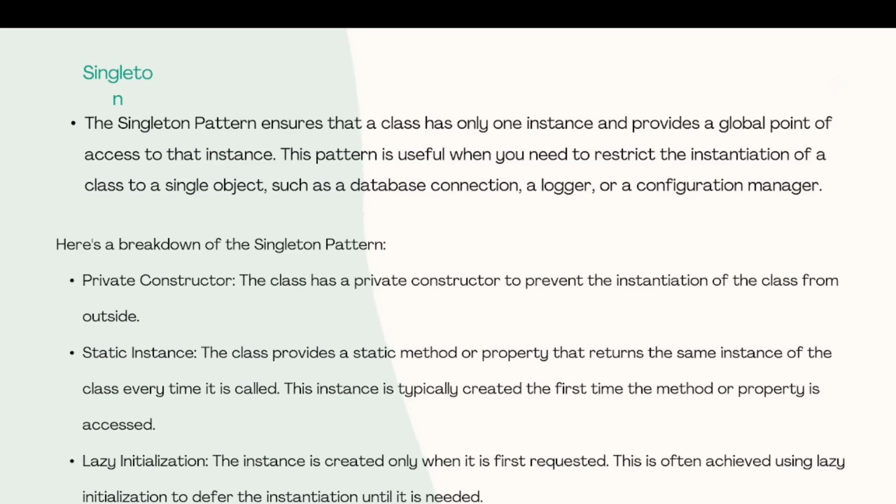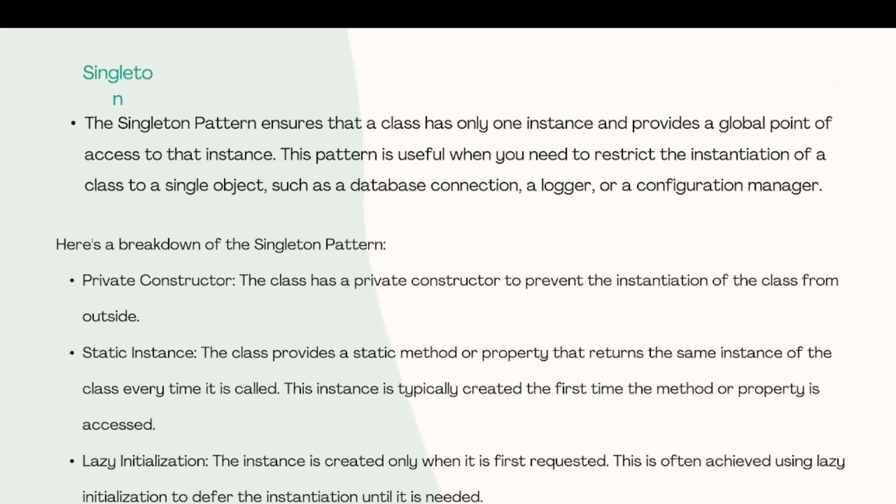So how do you create a singleton? First is using a private constructor. A private constructor prevents calling that class from outside, so object creation will be restricted. Next, a static instance returns the same instance every time it is called. Then lazy initialization: the instance is created only when it is first requested.